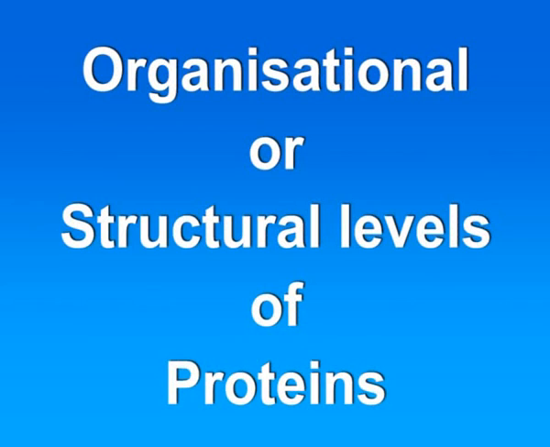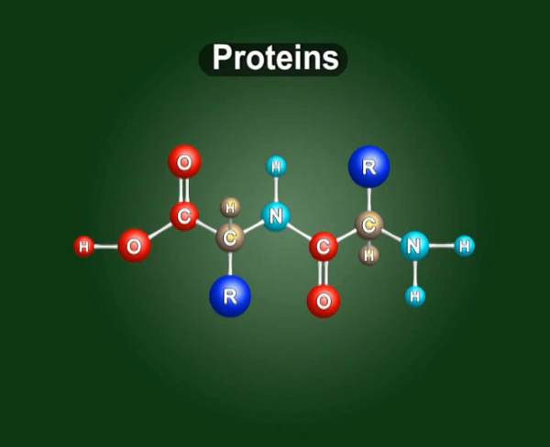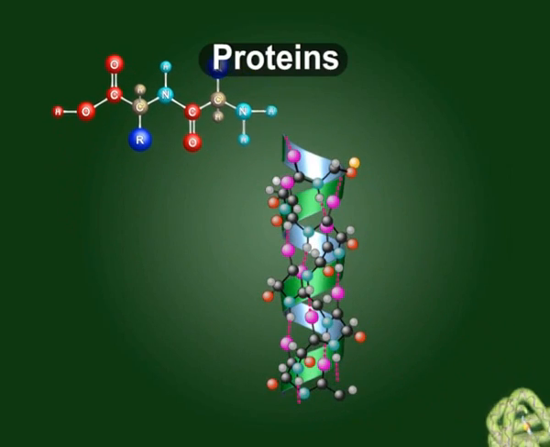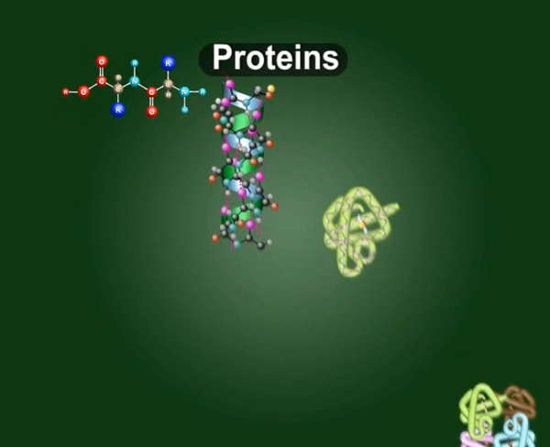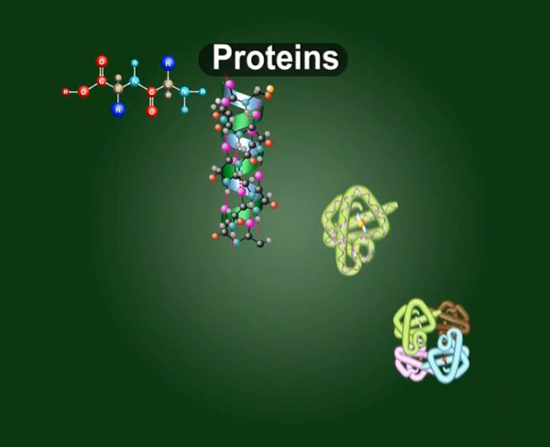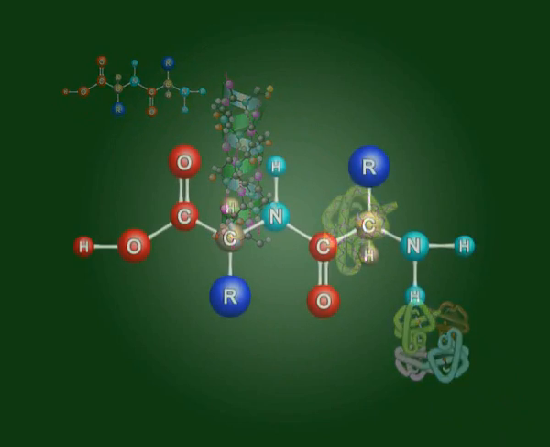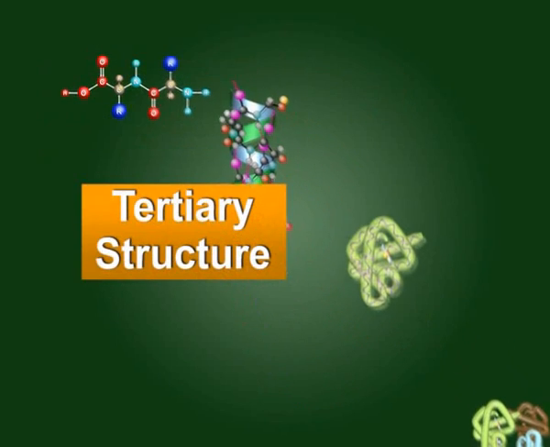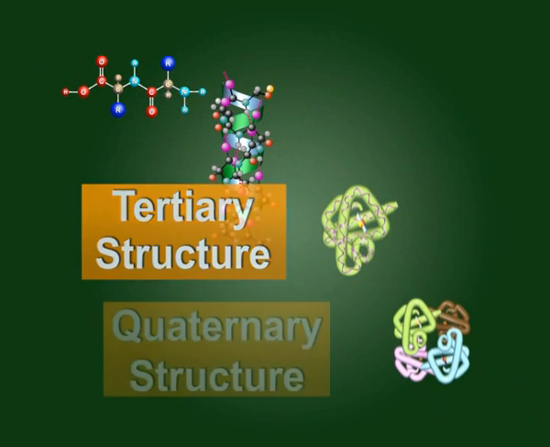Organizational or structural levels of proteins. Well, you all know that proteins are among the most complex of all organic compounds. Four basic structural levels of protein have been proposed, considering the relative dimensions of the protein molecules. These structural levels are primary structure, secondary structure, tertiary structure, quaternary structure.